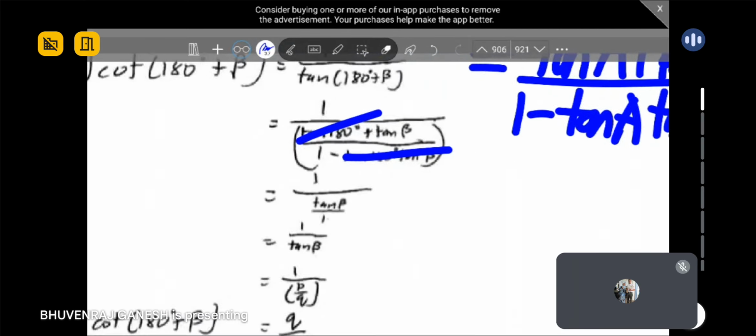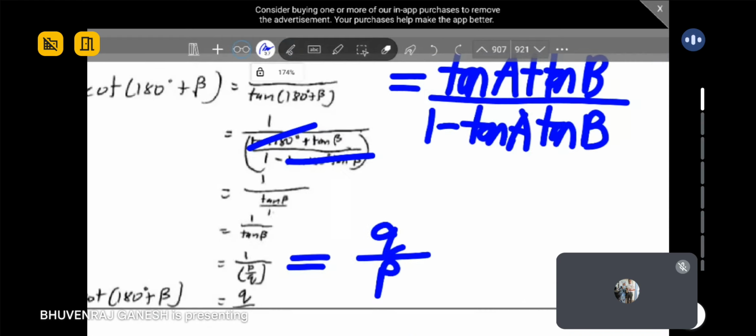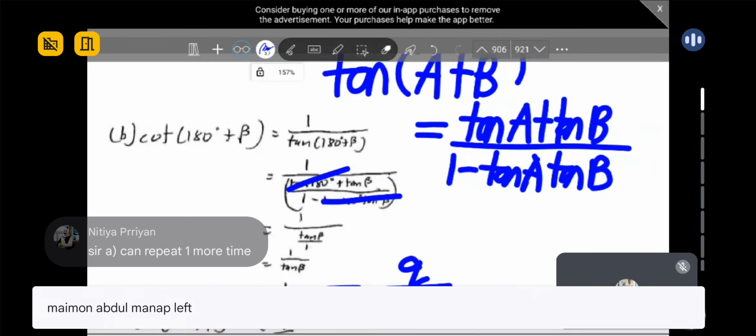Tangent beta is 1 over P over Q. So your answer will get Q over P. So this is your final answer, guys. Jawapan akhir. Do you understand? One or two? Satu atau dua? Clear, right? Sangat straightforward, kan?